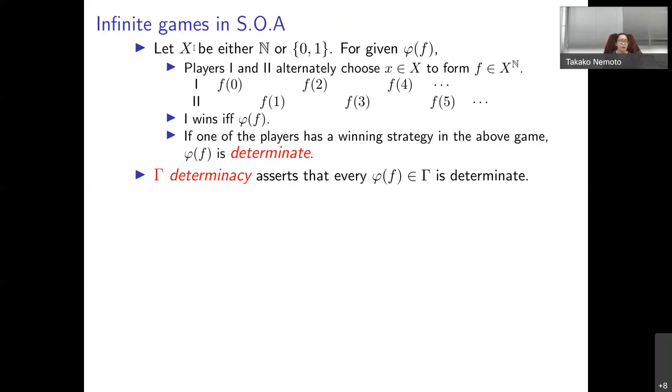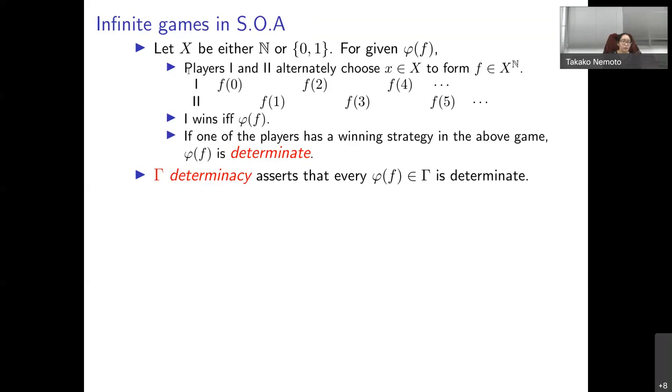Let this capital X be either the natural numbers or the set of only 0 and 1. In our setting, we only have sets of natural numbers, so we don't have any infinite sequences of natural numbers. The game is given by a formula with one distinguished function parameter. A function on natural numbers can be regarded as a graph, a set of pairs, so it can be coded as a set of natural numbers. So we can give a game in the language of second order arithmetic.